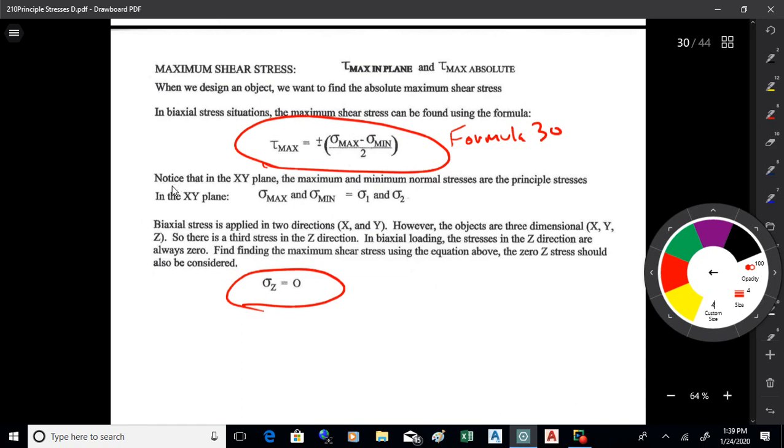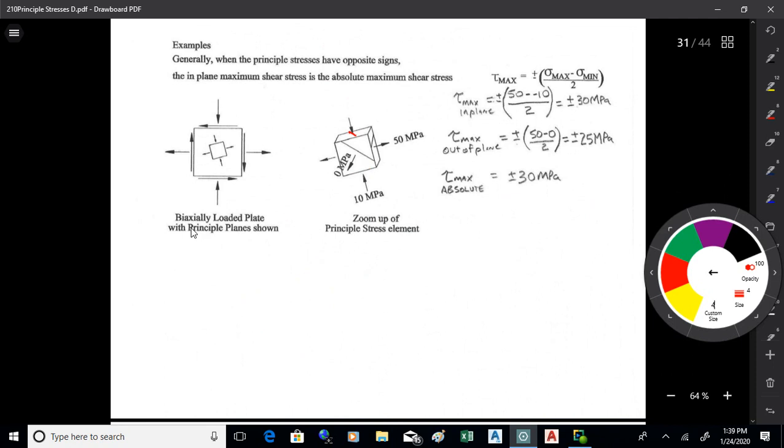Okay, now there's a couple different things that can happen here. See, there's an element, I've pulled the principal element out of this thing. So there's a plate that's being loaded in the x and y directions. There's a zoom in on that principal element showing the principal stresses that I found: 50 tensile at that angle, going to the right, 10 compression, and then I showed sigma z on there at 0, okay?